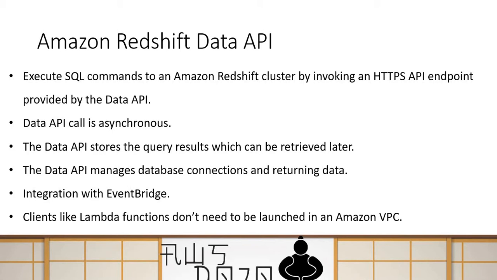Now, another very interesting fact about data API is that suppose you're calling a Redshift cluster through a Lambda function. Traditionally, since the Redshift cluster is running inside a VPC, you have to attach this Lambda function to a VPC and then work with that. Now, those overheads are not there anymore. You can use this data API inside a Lambda function, and you don't need to launch your Lambda function inside a VPC. So that's another beautiful thing. A lot of overheads have been taken away by introducing this data API.